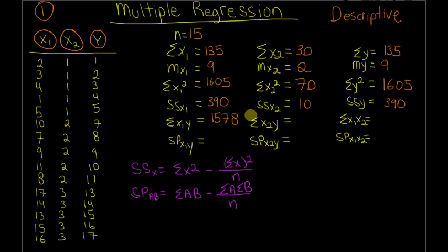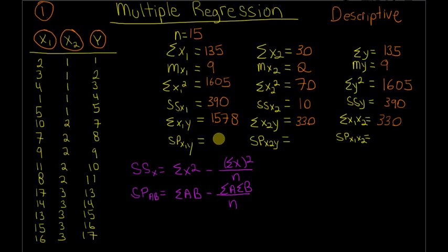1578. And you're going to do the same thing for the sum of x2y. So now here, 1 times 1 plus 1 times 2 plus 1 times 3 plus, all the way down to the end, and you should get 330. Finally, the sum of x1x2. So now you're just going to do the same thing, but between these two variables. All the way down to the end, you should get 330.